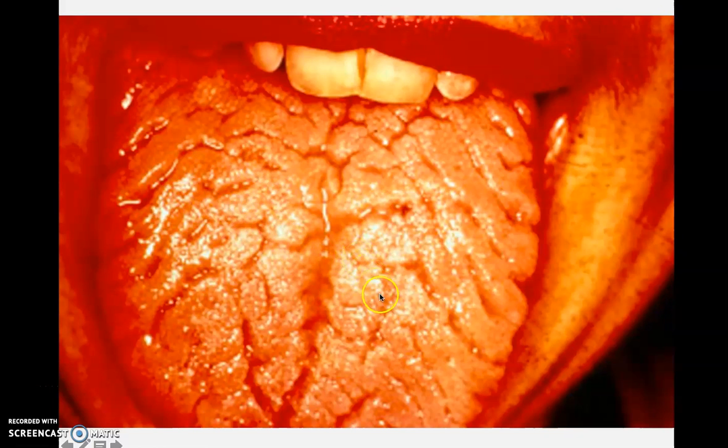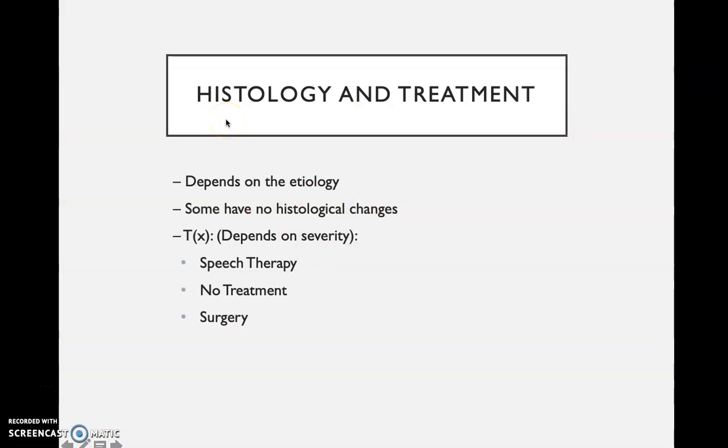Okay, so this is where you have cracks on the tongue, fissured tongue. Fissured tongue we are going to discuss later. Okay, the histology and treatment. The histology and the treatment, of course, depend on the etiology. If it's because of, for example, amyloidosis, then you are going to have amyloid protein.